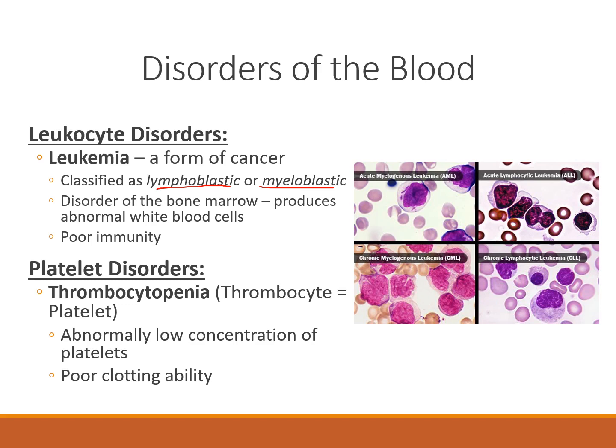So platelet disorders, thrombocytes, right? So we have thrombocytopenia. So essentially we have not enough thrombocytes, not enough platelets. So you have a low concentration of platelets, therefore you're unable to clot correctly. So you have slow blood clotting times. It doesn't necessarily mean you can't clot your blood. It just means that it takes a lot longer for you to clot your blood, which can cause problems in and of itself.